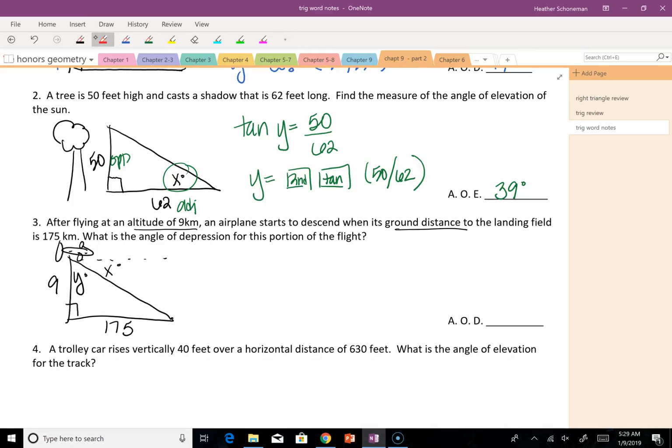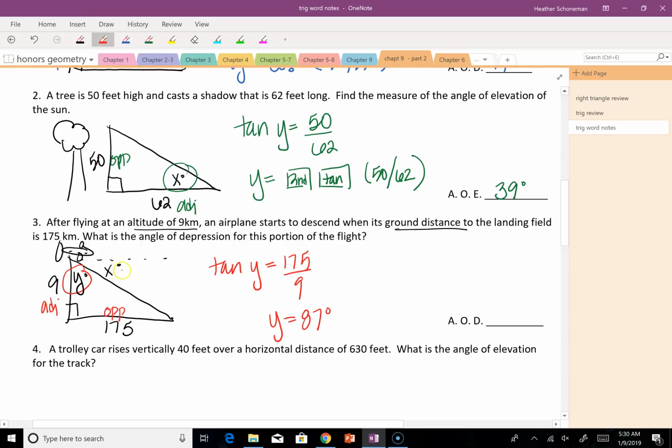All right, so let's solve for y. Looking at y, this is opposite, this is adjacent, so this is tangent. So the tangent of y equals opposite 175 over adjacent y. So y is going to be the inverse tangent of that. So in your calculator, second tangent, 175 divided by 9, and you get y equals 87 degrees.